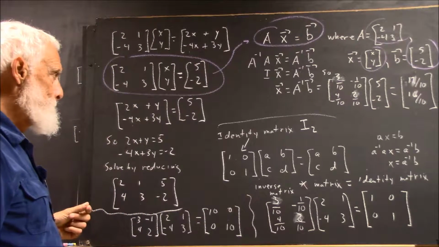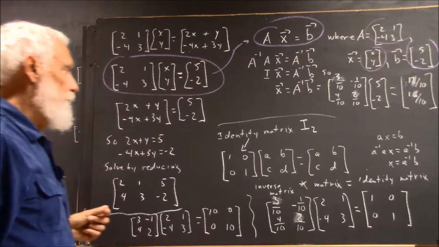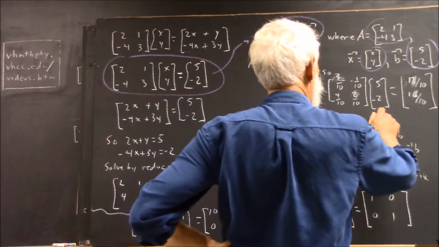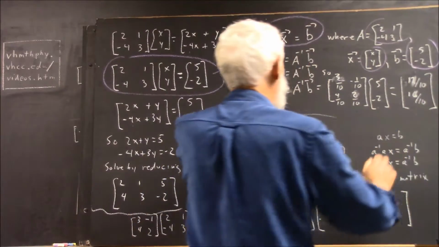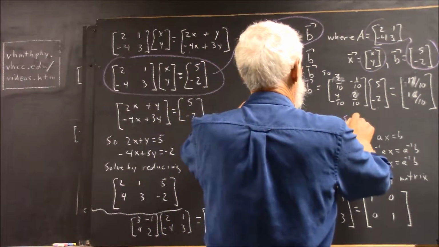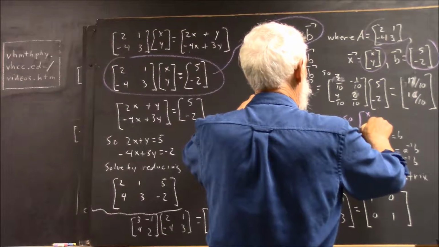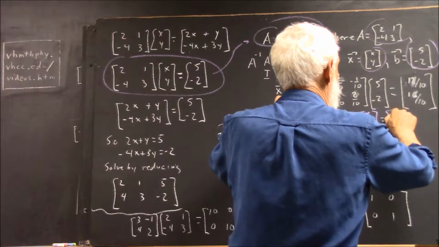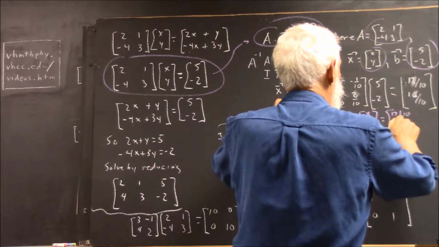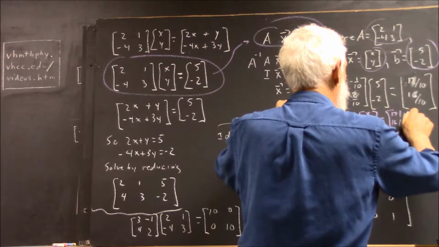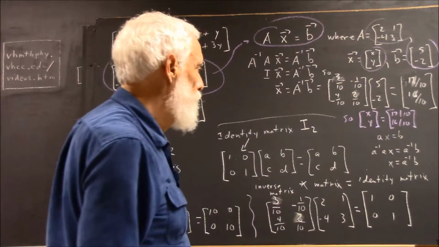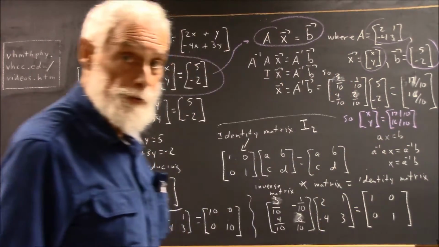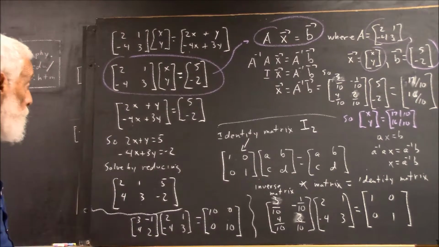Now, what's the significance of this? Well, I didn't actually write it out in class, but this is our x vector. So I could write out xy, which is our x vector, equals this, which tells us that x is 17/10 and y is 16/10. Now we come over to here.